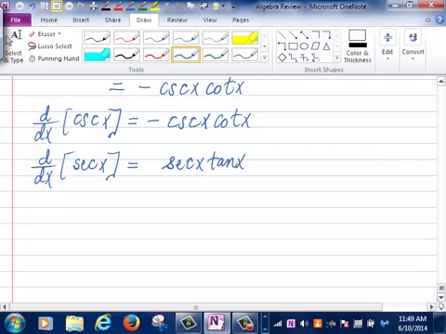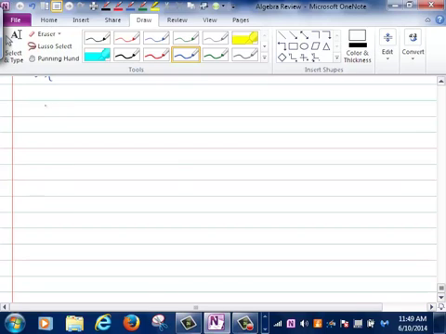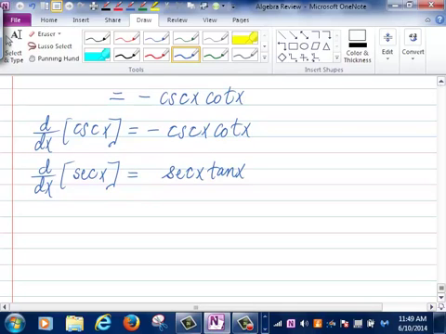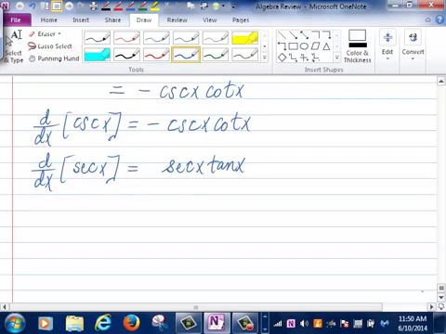So now I have 4 derivative formulas for you. 2 more left, right? What are they? Tangent and... Okay, so now how would you find the derivative of tangent? You will write it as sine over cosine, right? And then what would you apply? You apply the quotient rule.